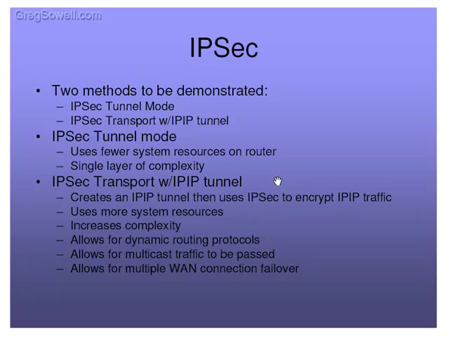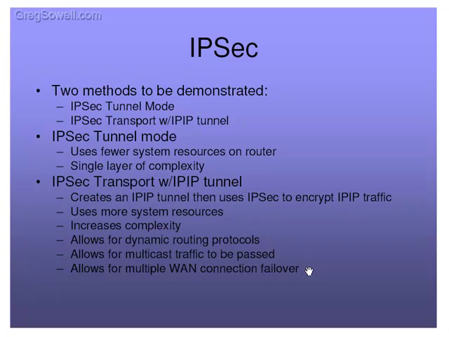Now you come down here to IPSec transport mode with IPIP tunnel. That creates an IPIP tunnel, much like if you're in the Cisco world, kind of like a GRE tunnel. It's just a logical tunnel that's going to do some encapsulation, send it across, that uses IPSec to encrypt that IP traffic, right? So the IP tunnel that gets created, the IPIP information is what actually gets encrypted going across that link. It uses more system resources, again, because it's doing IPSec and an IPIP tunnel, right? Increases complexity because you've got, again, IPSec with an IP, so you're adding an extra layer of complexity in.